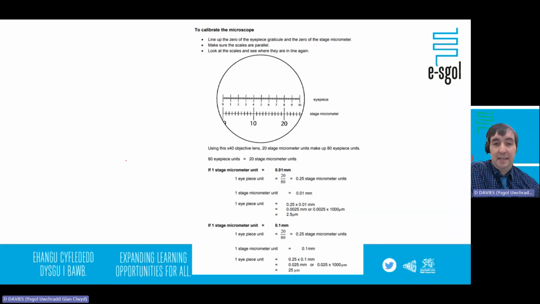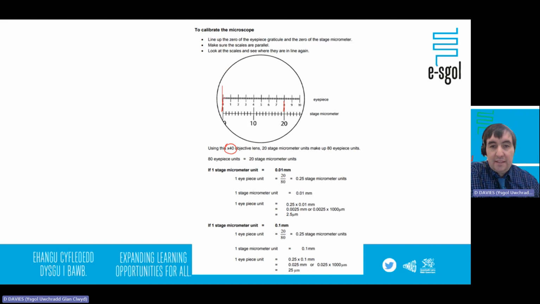Okay, so this here is my stage micrometer, so I've moved the slide so this line is in line with this line. So we're parallel here. I'd like to try and pretend that's a straight line. Look at the scales and see where they line up again. Okay, so in our case here, we're lining up that 8 lines up with 20 there, doesn't it? So this is on the times 40 objective lens. So here we've got 20 stage micrometer units is 80 eyepiece units.